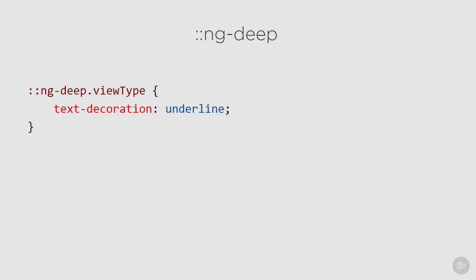Using ngDeep is easy. Just add the CSS pseudo-selector in front of any class you need to be able to break the Shadow DOM encapsulation. This method will eventually go away when the tooling issues for CSS variables are worked out and IE 11 is no longer a supported browser. For now, though, it's what we have, so let's go take a quick look.